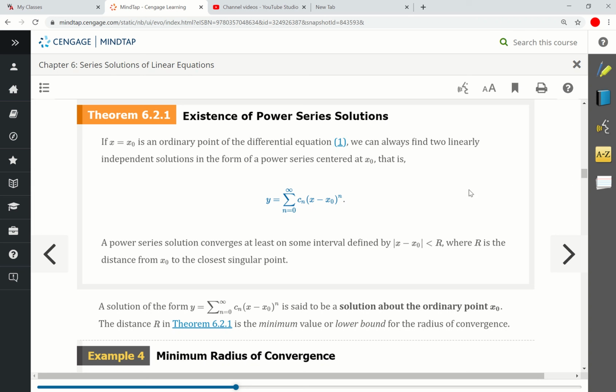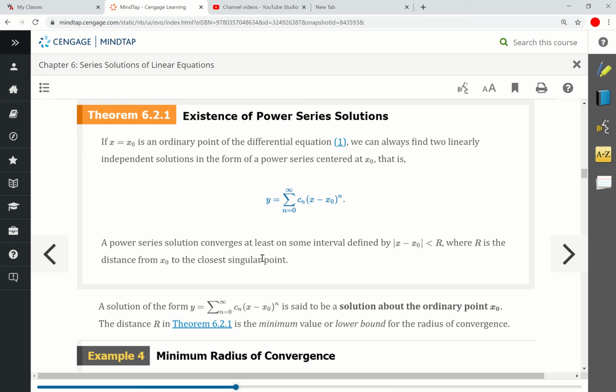The next thing we're going to look at is Theorem 6.21, which discusses the existence of power series solutions. Let's suppose that x equals x naught is an ordinary point of the differential equation. Then we can always find two linearly independent solutions in the form of a power series centered at x naught. That is, y equals the sum from n equals 0 to infinity of c sub n times (x minus x naught) to the n. A power series converges for at least some interval defined by |x minus x naught| is less than R, where R is the distance from x naught to the closest singular point.